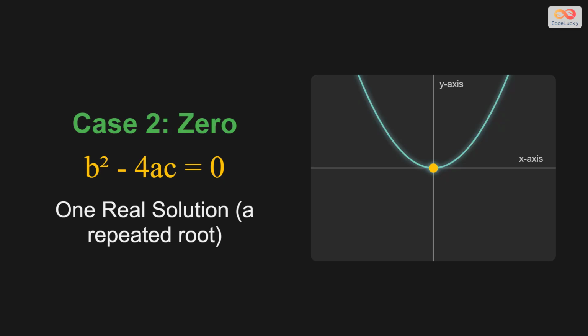If the discriminant is exactly 0, then there is only one real solution. This is sometimes called a repeated root. Visually, the parabola just touches the x-axis at a single point, its vertex.